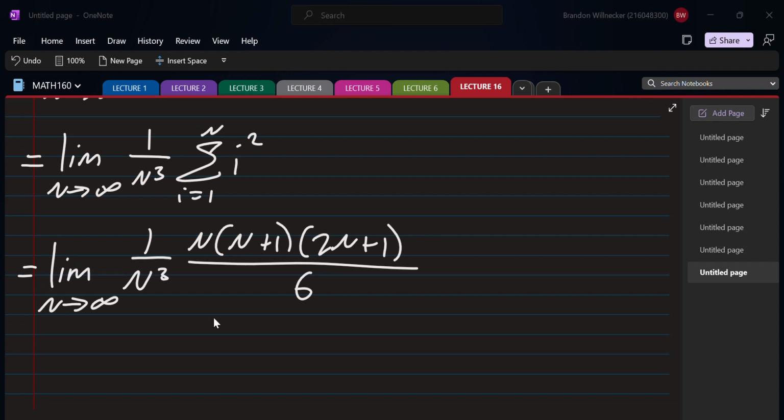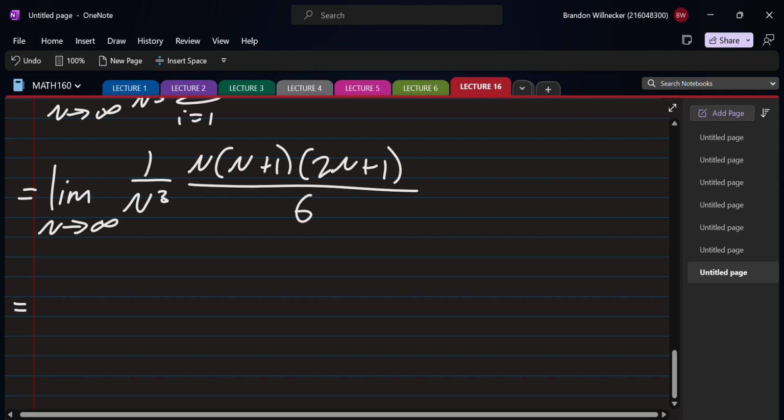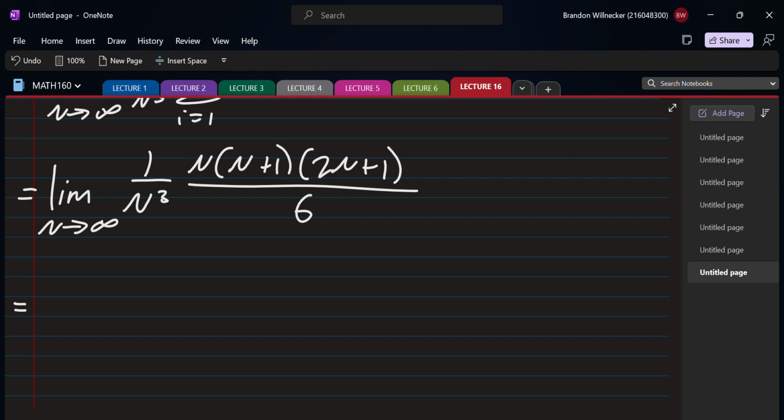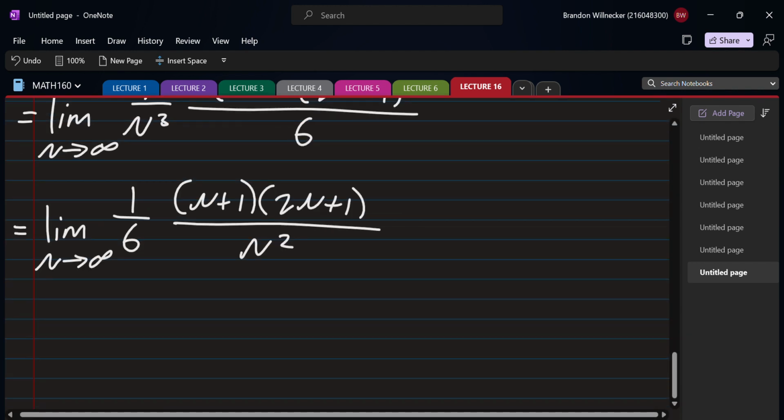A few examples and then it's quite easy to remember it. Okay, we can cancel the n at the top and the n cubed at the bottom. That will leave an n squared at the bottom. So we're going to have the limit as n goes to infinity, the 1 over 6, let's put that here. Then we have n plus 1, 2n plus 1, all over n squared. So we have the n squared now.